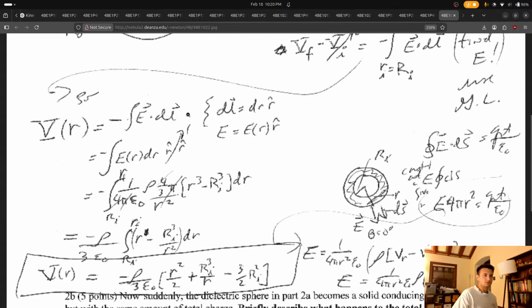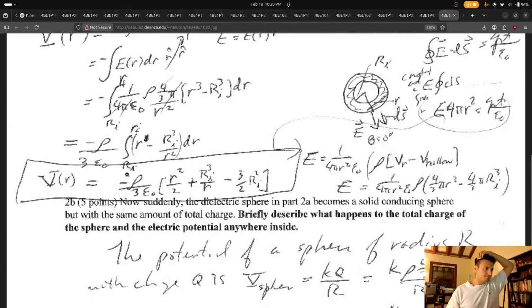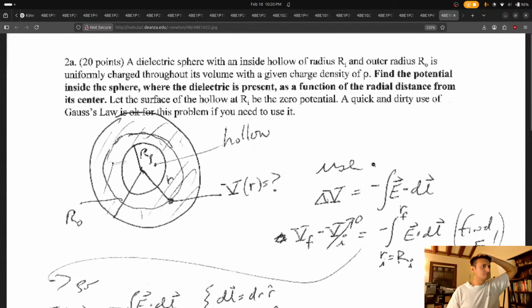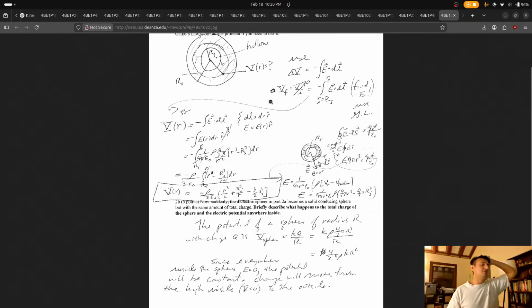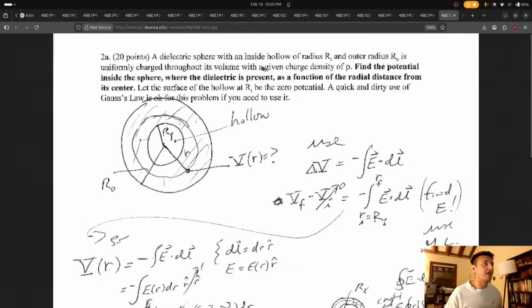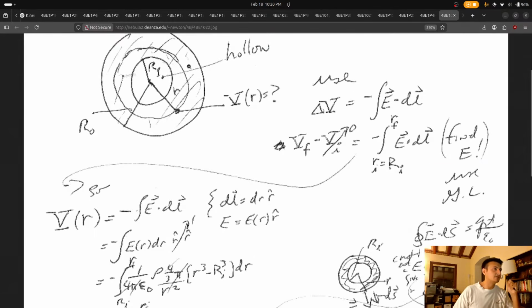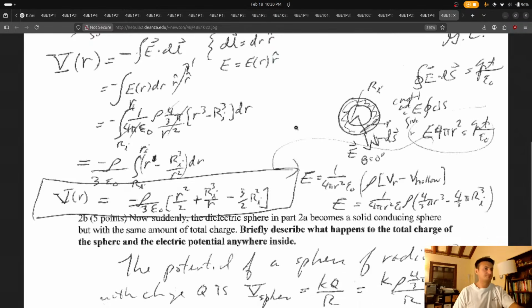Ri to R. Oh shoot, I didn't. Okay, that's going to be my problem. I have to read the entire problem. So this is the zero potential. It's literally just a single integral. You find Gauss's law. Okay.